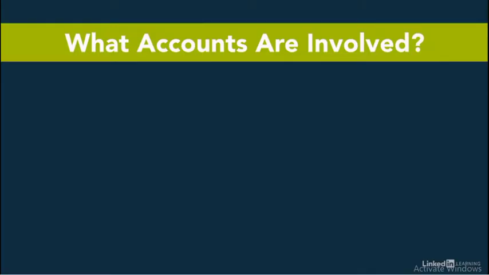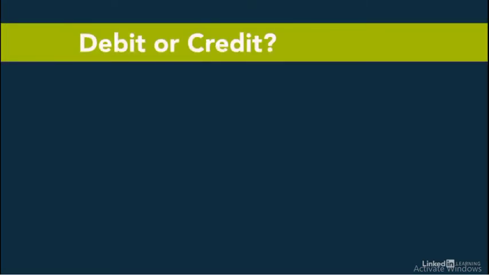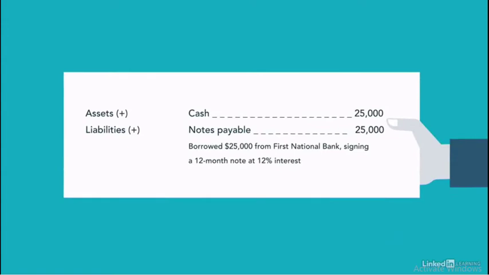The answer to question 1 tells you if the accounts involved are assets, liabilities, or owner's equity accounts. The answer to question 2, considered in conjunction with the answer to question 1, tells you if those accounts are to be debited or credited. Consider the instance where $25,000 is borrowed from a bank. The 2 accounts involved are cash and notes payable. Cash increased, and since cash is an asset and assets increase with debits, then cash must be debited. Notes payable increased. We owe more money, and since notes payable is a liability and liabilities increase with credits, then notes payable must be credited.